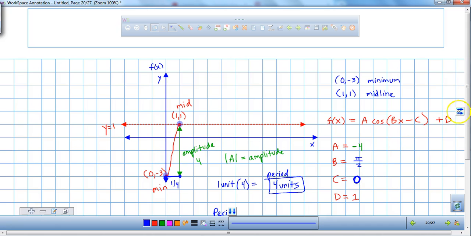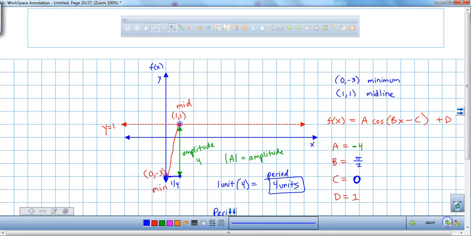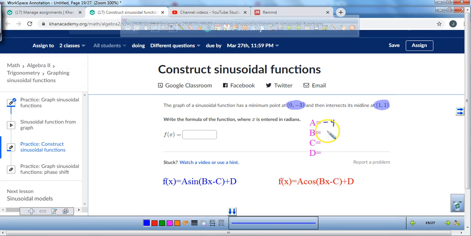So now let's go ahead and build our final equation. All right. So our a value is -4, so we'll put -4. Our b value is pi over 2, so I'm going to put pi over 2. Our c value is 0. And our d value is our midline, which is a 1. So what am I going to write as my final answer? I'll do it right here in red.